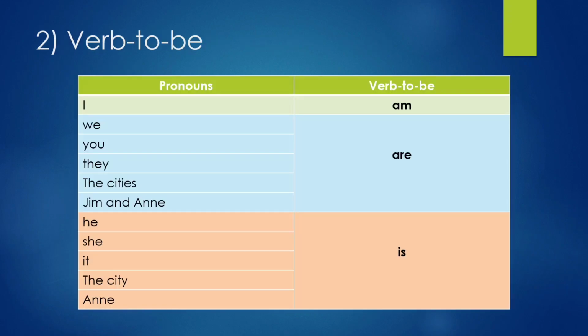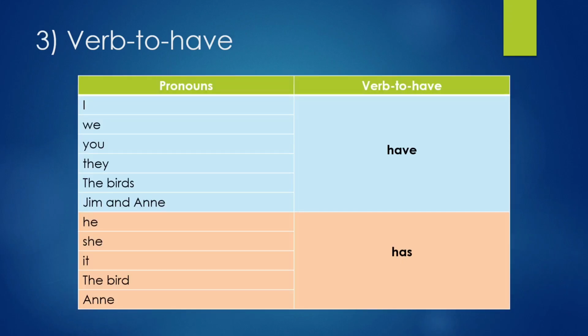Alright, now let's look at the verb to be. For the verb to be, it depends on the pronoun that you are using. For example, if you use I, the verb to be is am. For we, you, they, the cities, Jim and Anne, we use are. For he, she, it, the city, and Anne, we use is. So if we use plural subject pronouns, we, you, they, the cities, Jim and Anne, we use are. For singular subject pronouns like he, she, it, the city, and Anne, we use is. Except for I. I is always together with am.